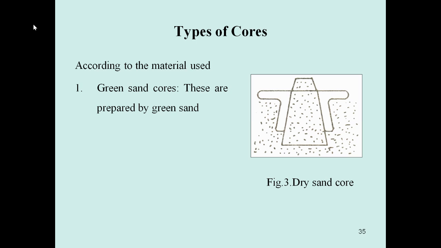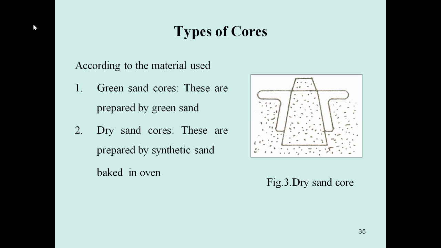First one is green sand cores. These are prepared with green sand. The cores you prepare with green sand are called green sand cores. The second is dry sand cores. These dry sand cores are prepared with synthetic sand baked in an oven.